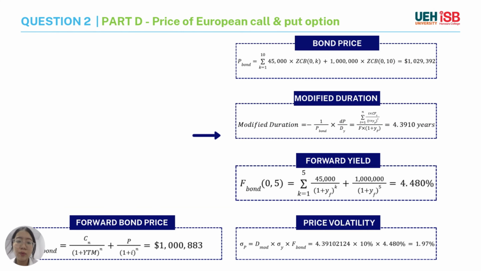So now let's move to part D. It requires us to calculate the price of the European call and put option. We already have the data from the information, so now we're going to conduct the main four calculations in order to find the price. First, the bond price: we use the data and apply the formula on the slide.